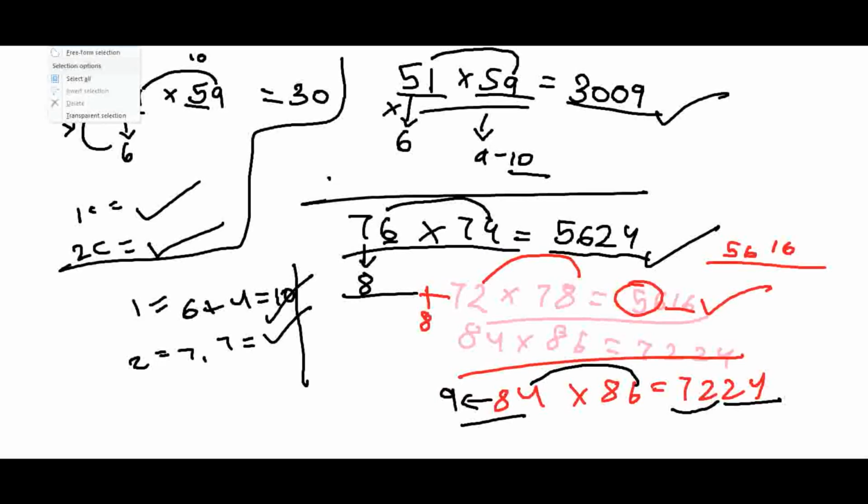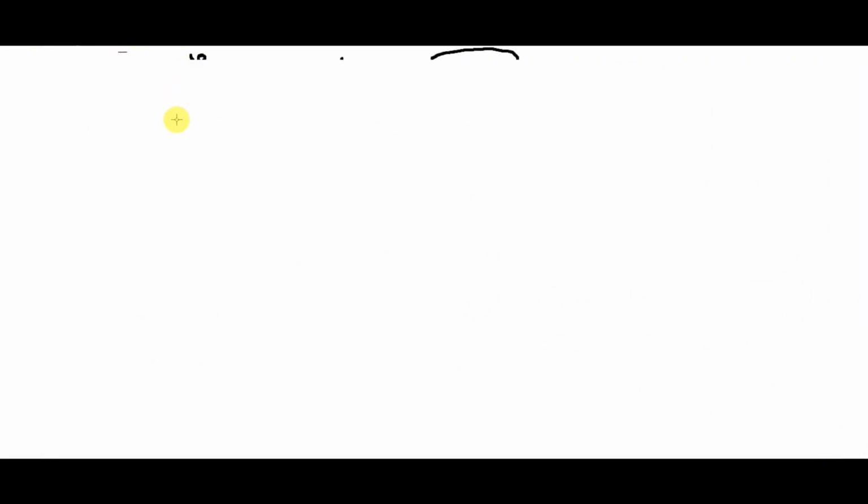Now, let's proceed with another trick, which is squaring of numbers between 50 and 60, like 51, 52 up to 59. These numbers come between 50 and 60.